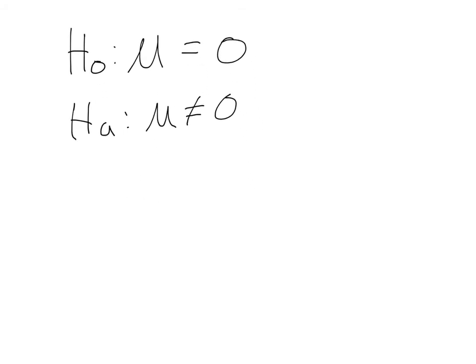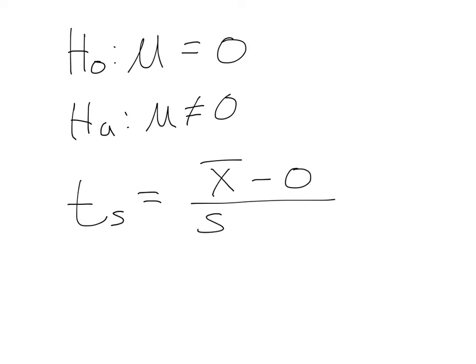So we calculate the t-statistic. First thing you do is you find what your null and alternative hypotheses are. Second thing, you calculate the test statistic. Well, the test statistic in this example would just be x bar, where x bar is the sample mean, minus 0, because we're testing if it's equal to 0 or not equal to 0, and then divided by s, the sample standard deviation, divided by the square root of n. That's the equation for the test statistic.